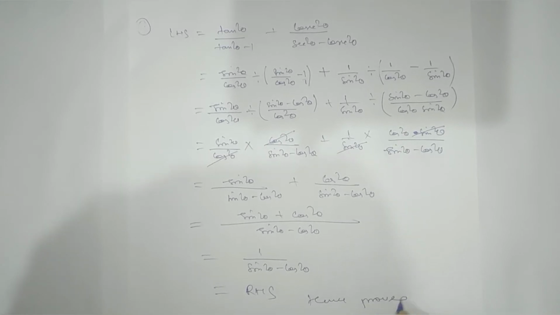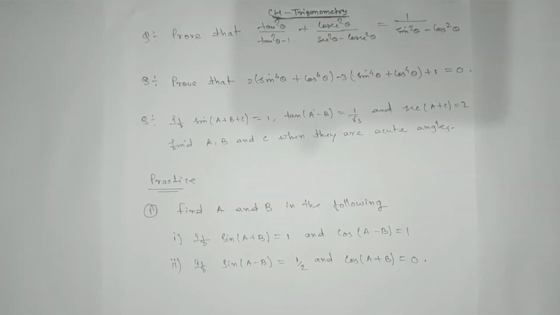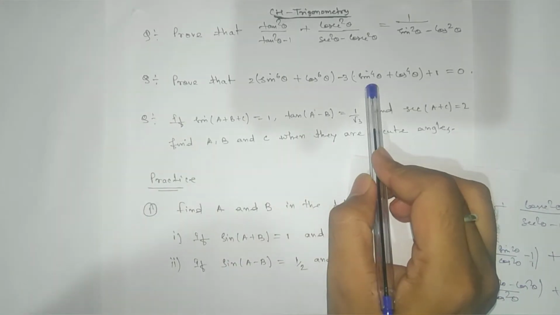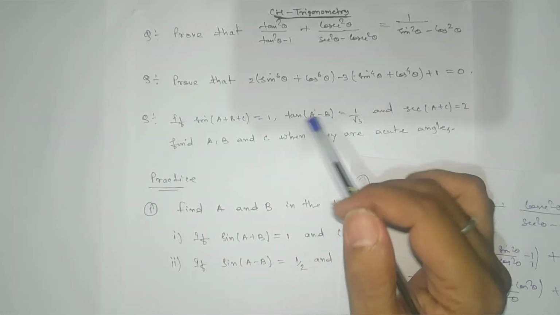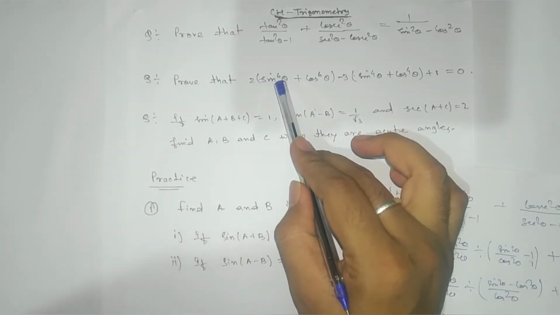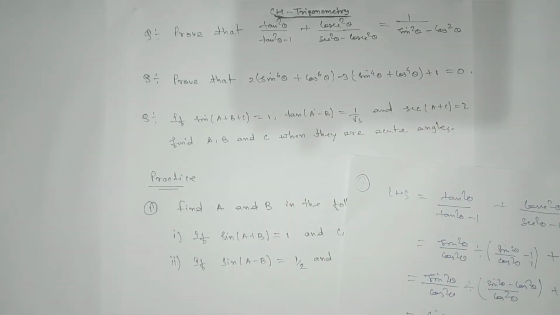So we'll enter into the next problem, that is the second one. Prove that 2 times sin to the power 6 theta plus cos to the power 6 theta minus 3 times sin to the power 4 theta plus cos to the power 4 theta plus 1 equals 0. We need to show that this whole LHS, that is the left hand side, equals 0. So how are you going to proceed here? We're going to change this part into an a cube plus b cube form, and we'll take the common terms, and let's see here, we'll proceed step by step.